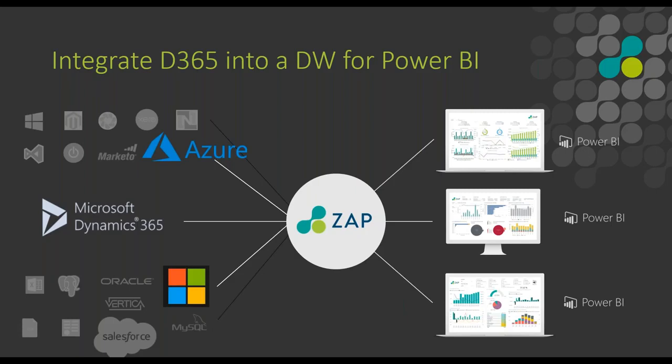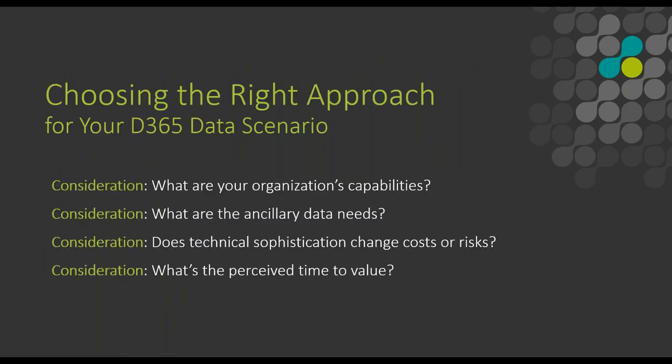Not only are we able to talk to D365, not only are we able to talk to Azure-based data, but we're also able to talk to a lot of other line of business applications that might be on Microsoft SQL Server, on other on-premise relational database platforms, or other cloud-based applications. All of those are brought across individually by Zap Data Hub into a single data store that is optimized for using Power BI directly against it. That is probably one of the key things we want to talk about from a choosing-the-right-approach standpoint.